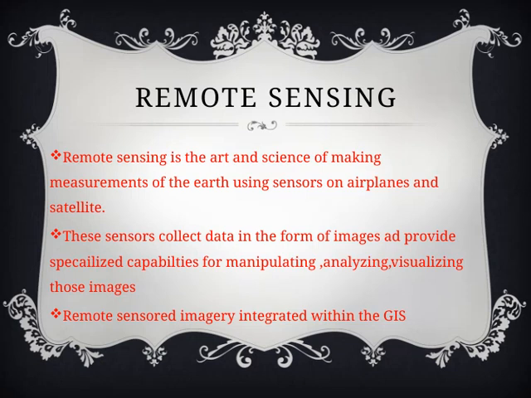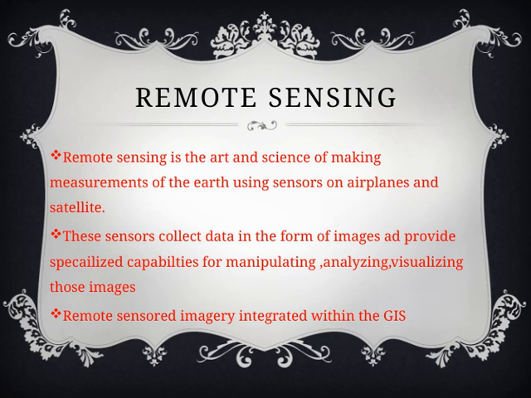Today, I'll be talking about remote sensing, which is really the art and science of measuring the Earth's surface using sensors that are placed on airplanes and satellites. These sensors gather data in the form of images, and what's fascinating is that they come with specialized capabilities for manipulating, analyzing, and visualizing those images. This allows us to extract valuable information about the landscape, land use, or environmental changes over time.